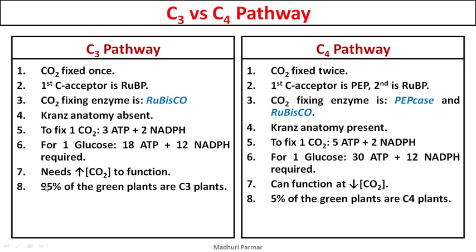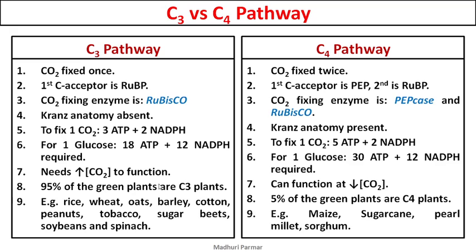Almost 95% of the green plants are C3 plants because it is the oldest cycle, okay, Calvin cycle, it is the oldest cycle, and C4 pathway is a relatively new evolved pathway. So about 5% of the green plants are C4 type of plants. Now let us compare the examples of C3 pathway plants or C3 plants. They include rice, wheat, oat, barley, cotton, peanuts, tobacco, sugar beets, soya bean, and spinach.